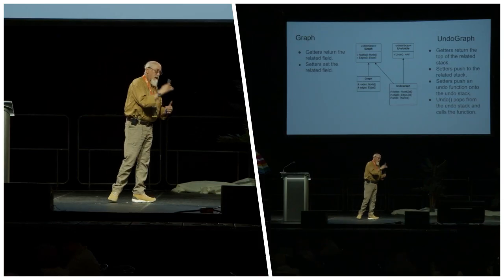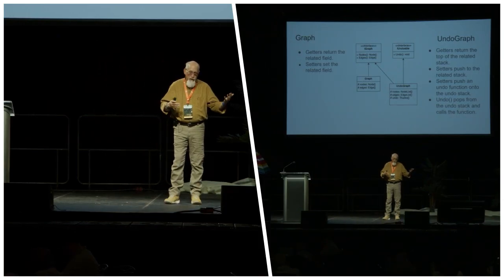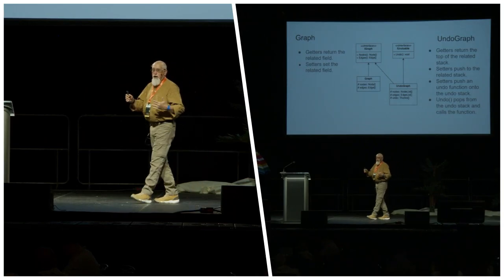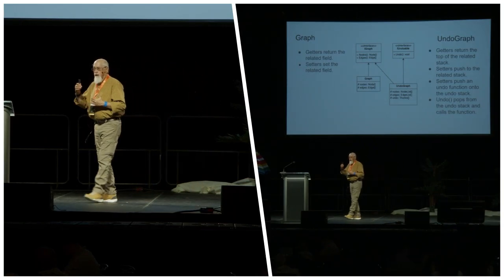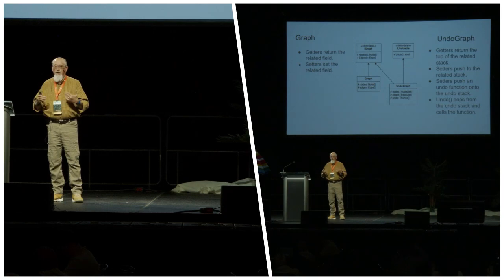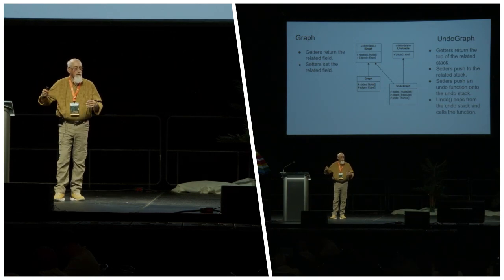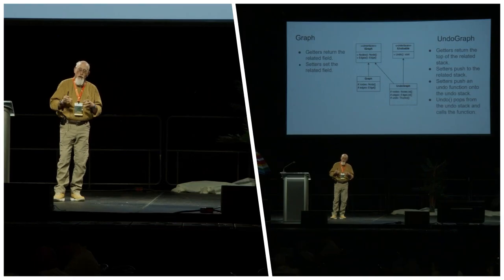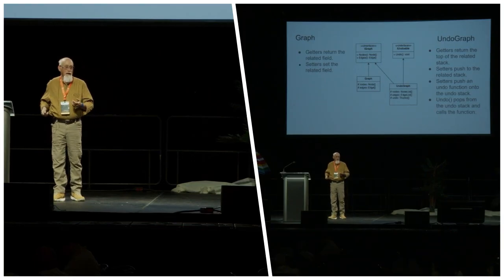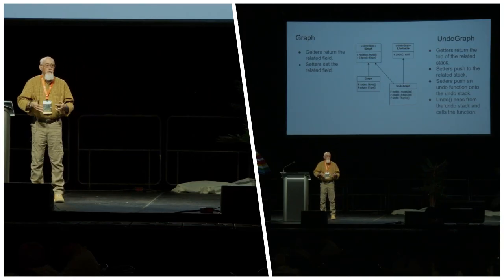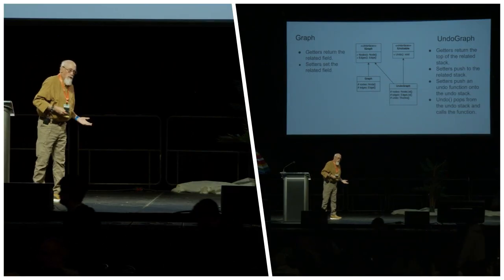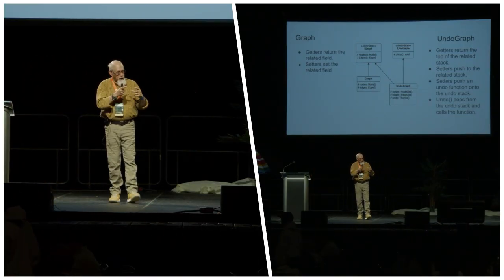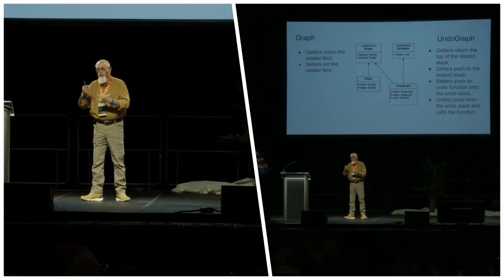So in a regular graph, you have a set of nodes, a set of edges. In the undo graph, you have a set of nodes and a set of edges, but they're implemented as stacks. So to change the topography, I'm going to push a number of edges onto this stack. And that's going to change the topology. When I want to go back to normal, I just pop the stack. So I've got a graph, and I've added this undo stack.